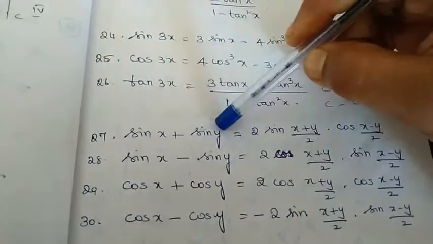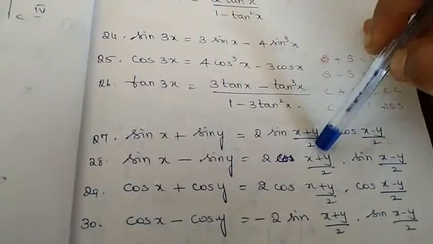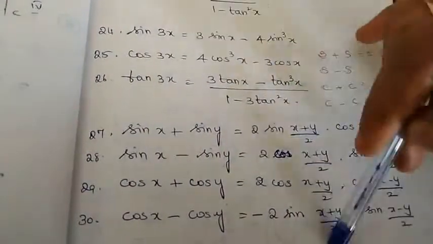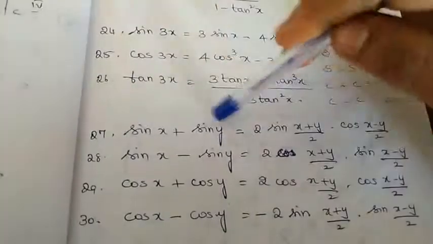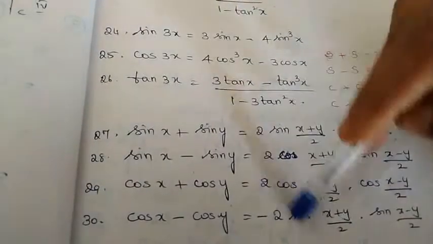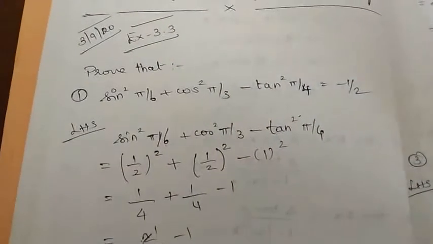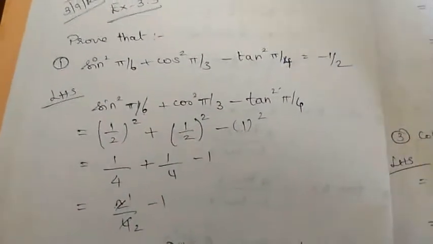When you have x and y here, for the first thing you have to add and divide by 2. For the second thing you have to subtract and divide by 2, and 2 should be multiplied. Right? All these identities you have to learn by heart. Then we have solved simple problems based on this.